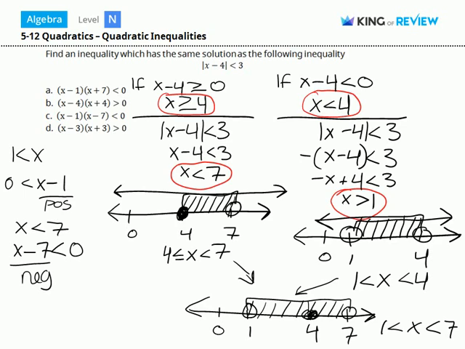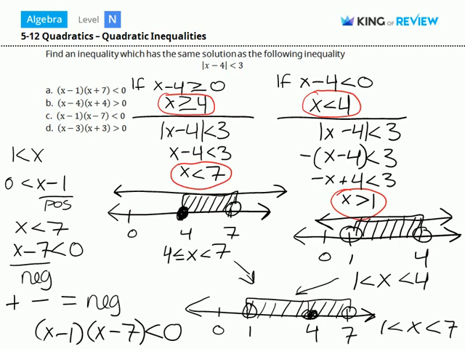So we have a positive and a negative. So we know that if we multiply a positive times a negative, our answer will be a negative answer. So we can write this as x minus 1 times x minus 7 is less than 0. And we know we have to use the less than sign because our answer here is negative. So letter C is correct.